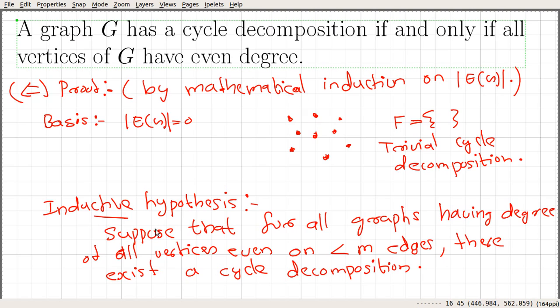So our induction hypothesis is about all graphs having the degree of all vertices even on less than m edges, there exists a cycle decomposition. Using the assumption we are going to prove that for graphs with m edges, the statement holds.